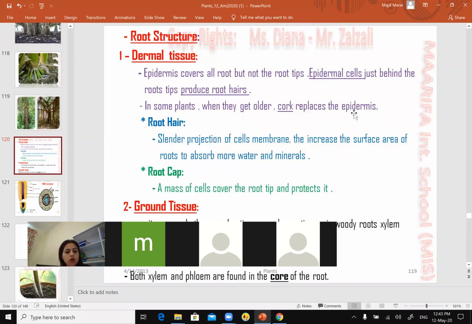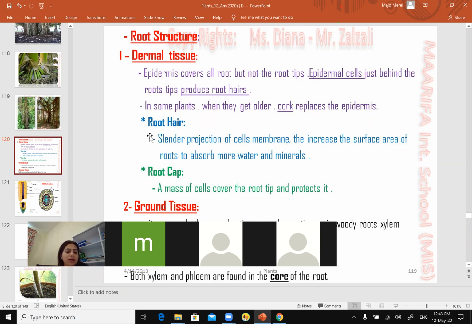Epidermis is only one cell thickness, made up of living cells, while in cork, the epidermal cells are transformed into cork, having now several layers of dead cells. Both of them are protective tissues because they are surrounding the ground tissue and the vascular tissues.